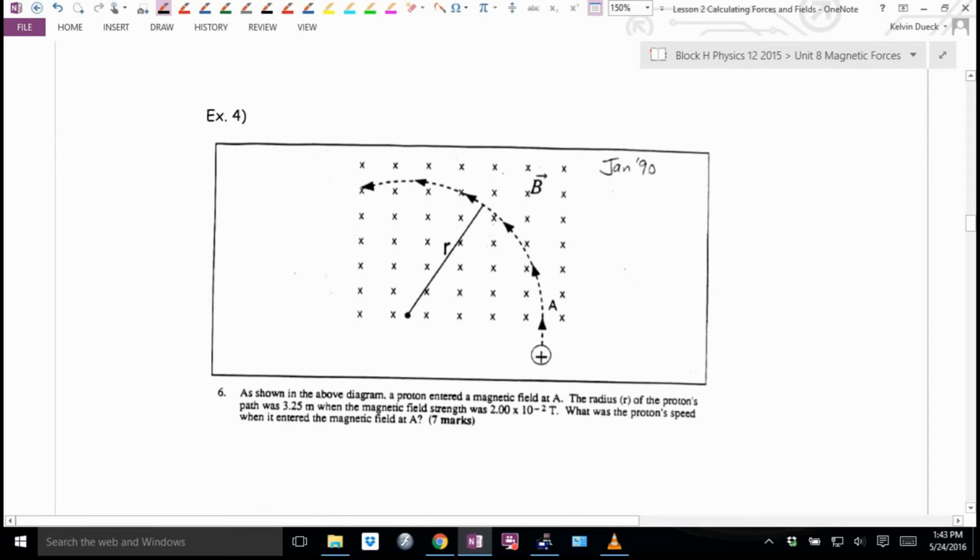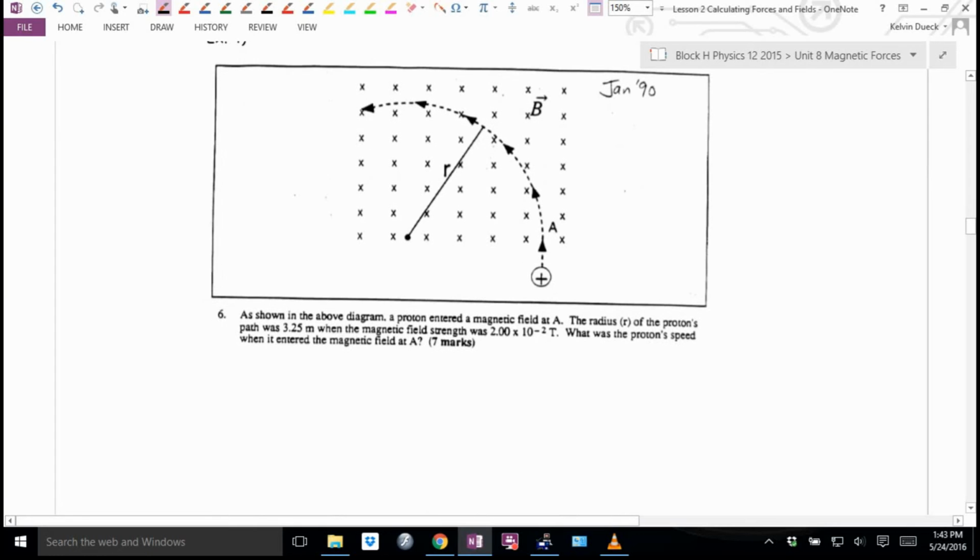Example 4. As shown in the above diagram, a proton entered a magnetic field at A. I wonder, is that right? Proton is traveling up the page. Point your thumbs up the page. What direction are those X's for the magnetic field? Into the page or out of the page? Into the page, so you can see, hey, yeah, that does work.